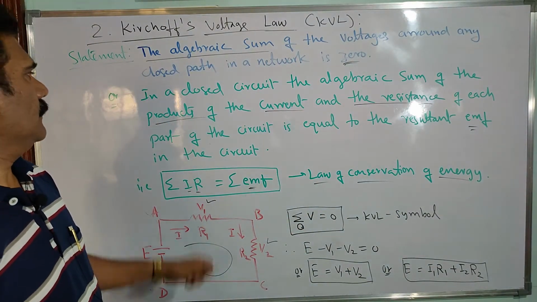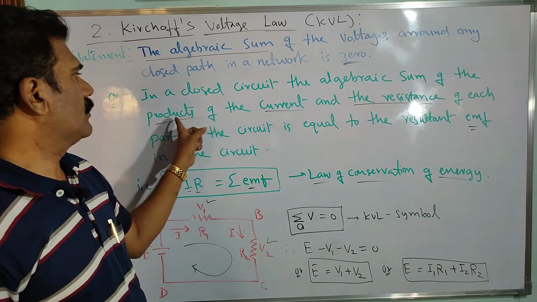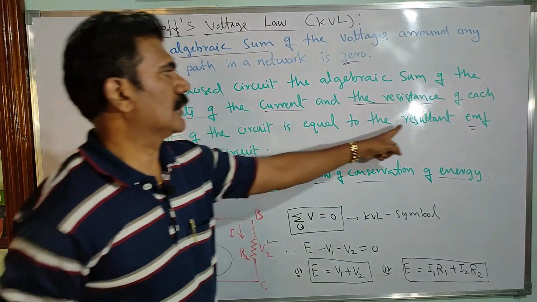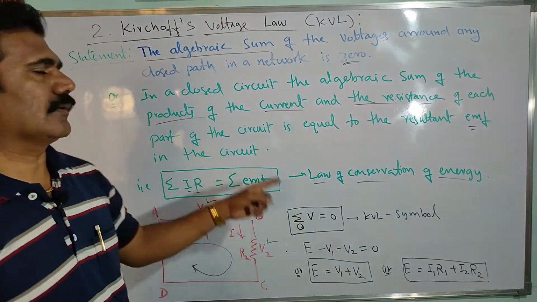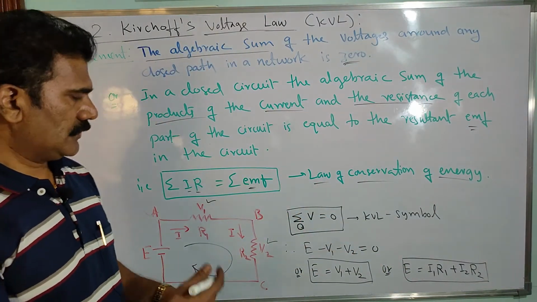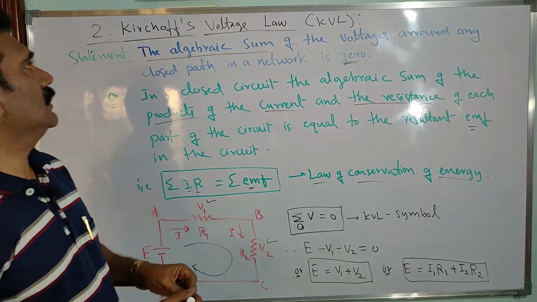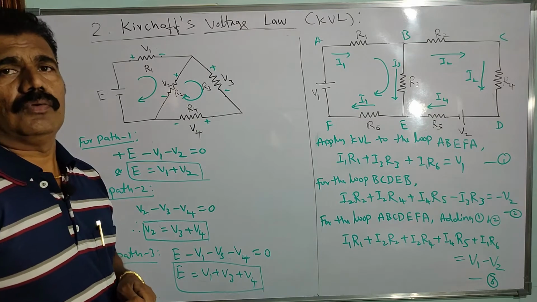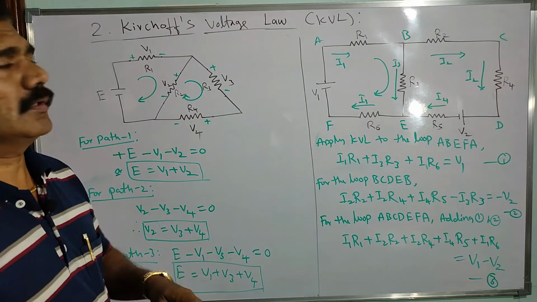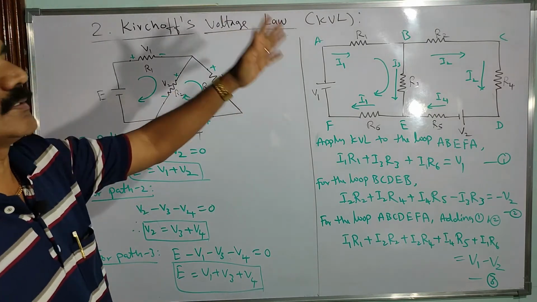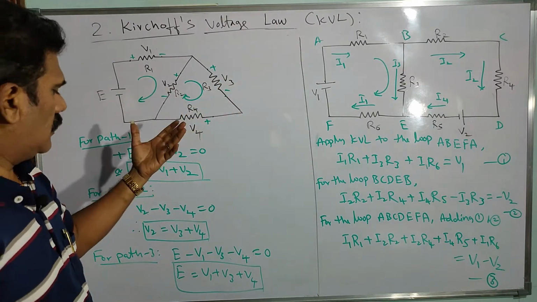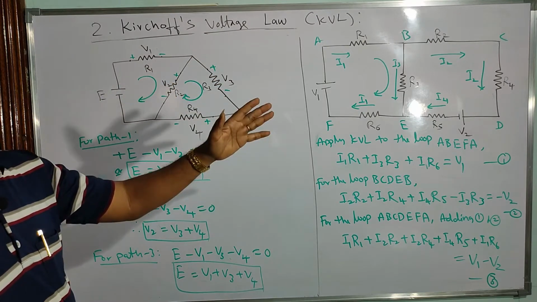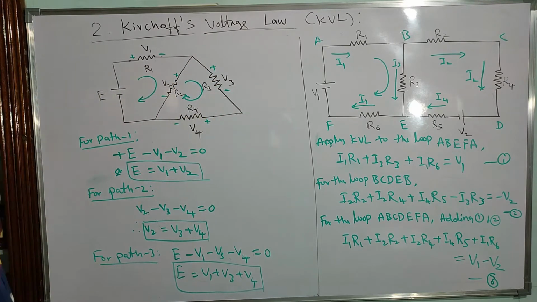In a closed circuit, the algebraic sum of the products of current and resistors is equal to what? The resultant EMF in the circuit. So this is the simple statement to understand Kirchhoff's voltage law. Clear? Okay, now look at this complicated network, how we can apply Kirchhoff's voltage law so that we can solve the equations to find the voltage drop across each resistor. Look at the first diagram.